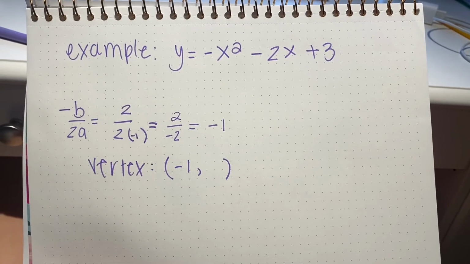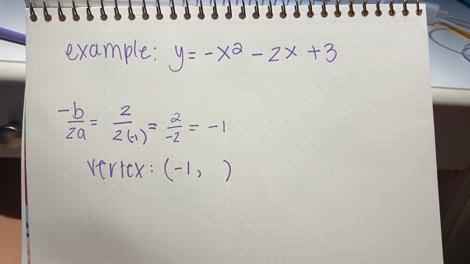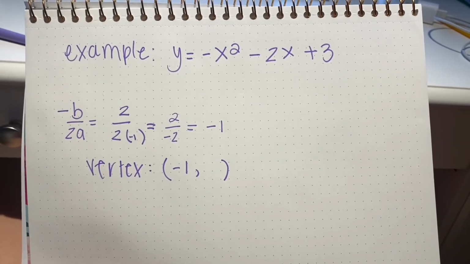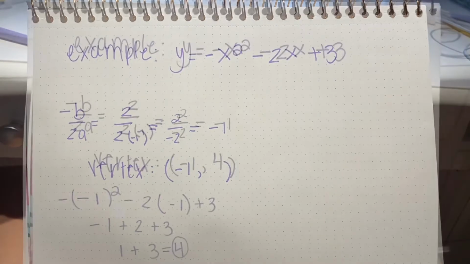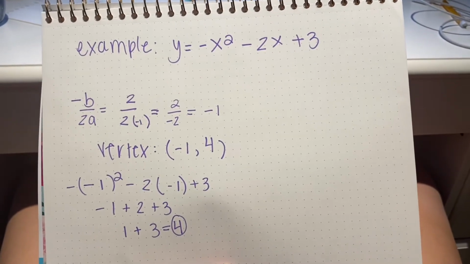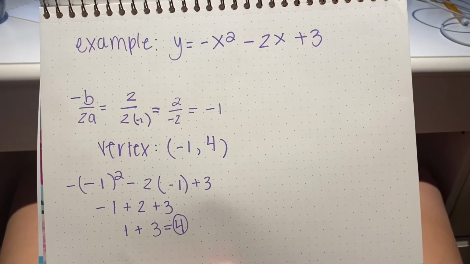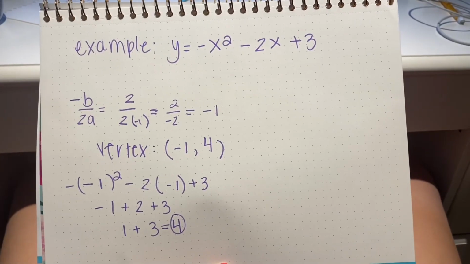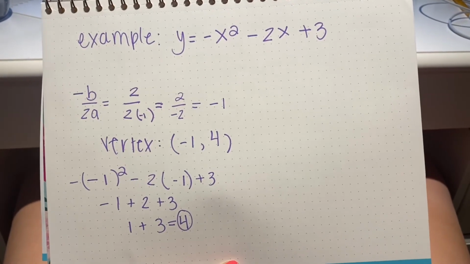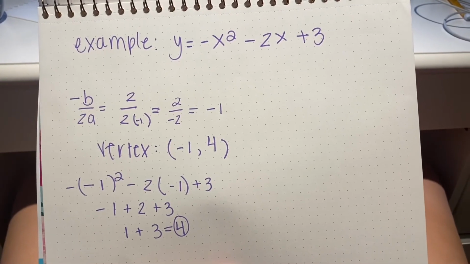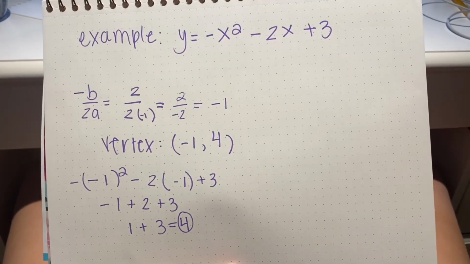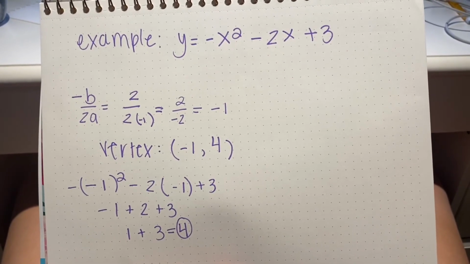We then know that this is the first point in the vertex, or the x point. To find the next value of that, you just need to plug negative 1 into the equation. When you plug negative 1 back into the equation, you would do negative 1 squared, but then you see there's another negative sign in front, so that becomes negative 1, plus negative 2 times negative 1, which is 2, plus 3. That value turns out to be 4, so that is the y value of your vertex.